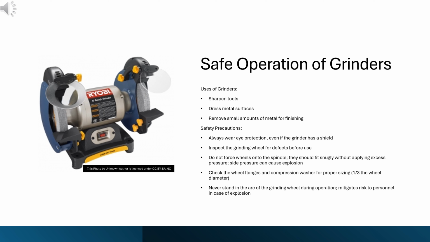Inspect the grinding wheel for defects before each use and ensure it fits snugly on the spindle with minimal force. Avoid applying side pressure to the wheel, as this can cause it to shatter. Always check that the wheel flanges and compression washer are appropriately sized. Roughly 1/3 the diameter of the wheel is what we're looking for here.